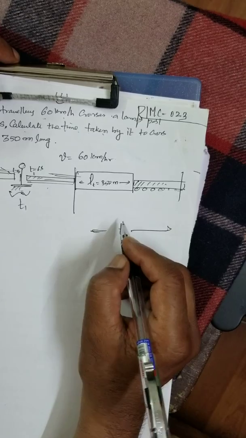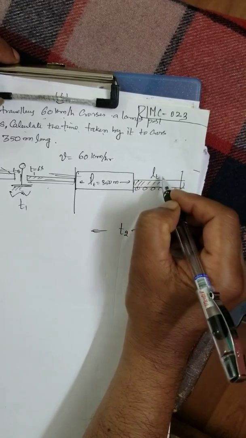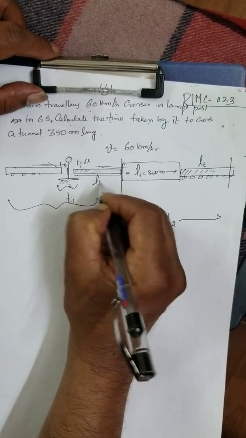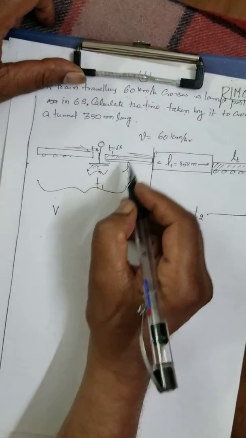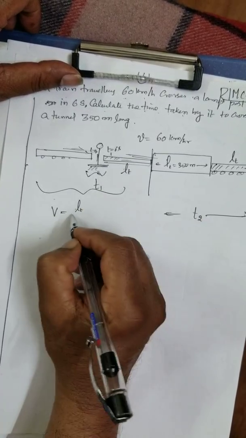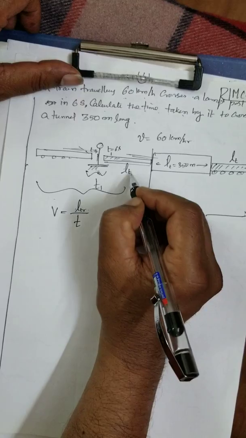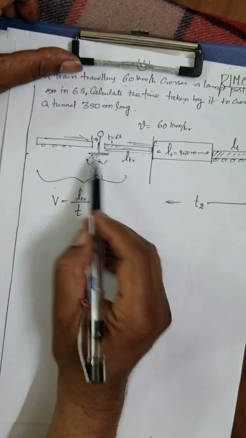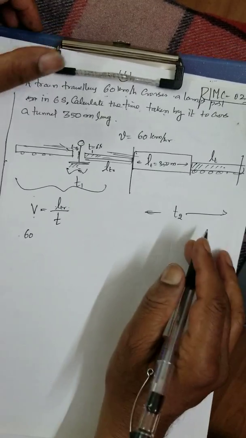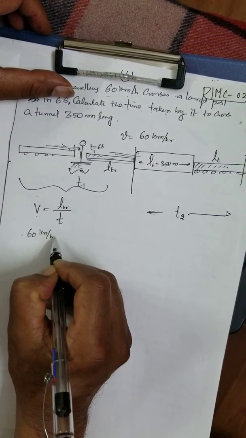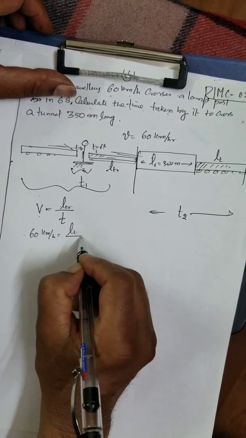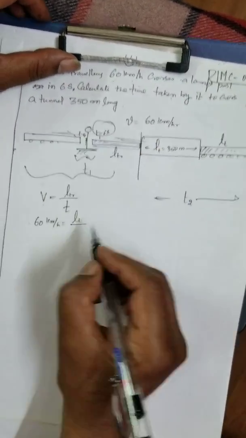Okay. Now, length of the train. First we can calculate the length of the train. How to calculate the length of the train? Velocity is equal to distance, that is length of the train, by time. What is velocity? 60 km per hour. Length of the train, you don't know. Time is 6 seconds.